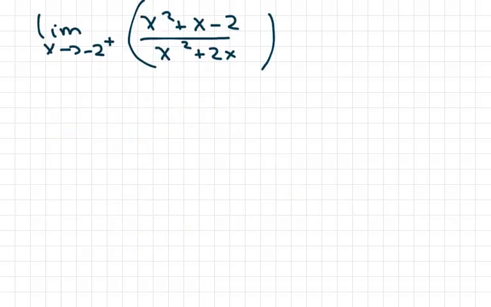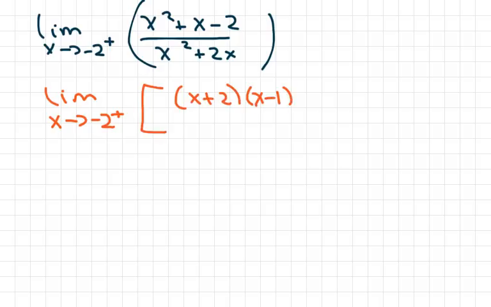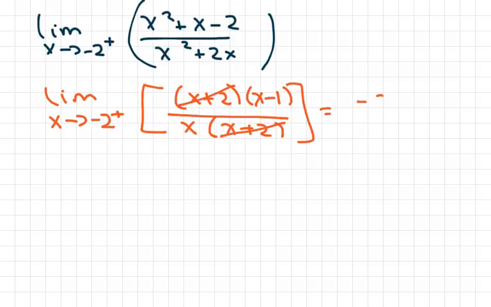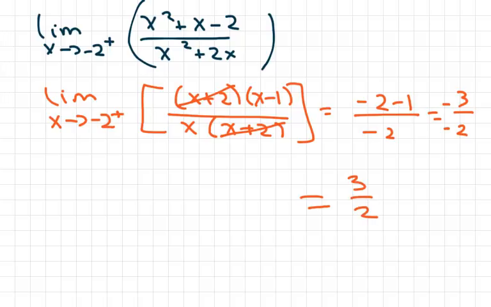Have 2 more here, where x is approaching negative 2 from the right side. I'm going to factor, so I'm going to get x plus 2 times x minus 1. In fact, do the highest common factor, x times x plus 2. These cancel. Plug in the negative 2. You're going to get negative 2 minus 1 over negative 2, which equals negative 3 over negative 2. This is negative 2 over 3/2.